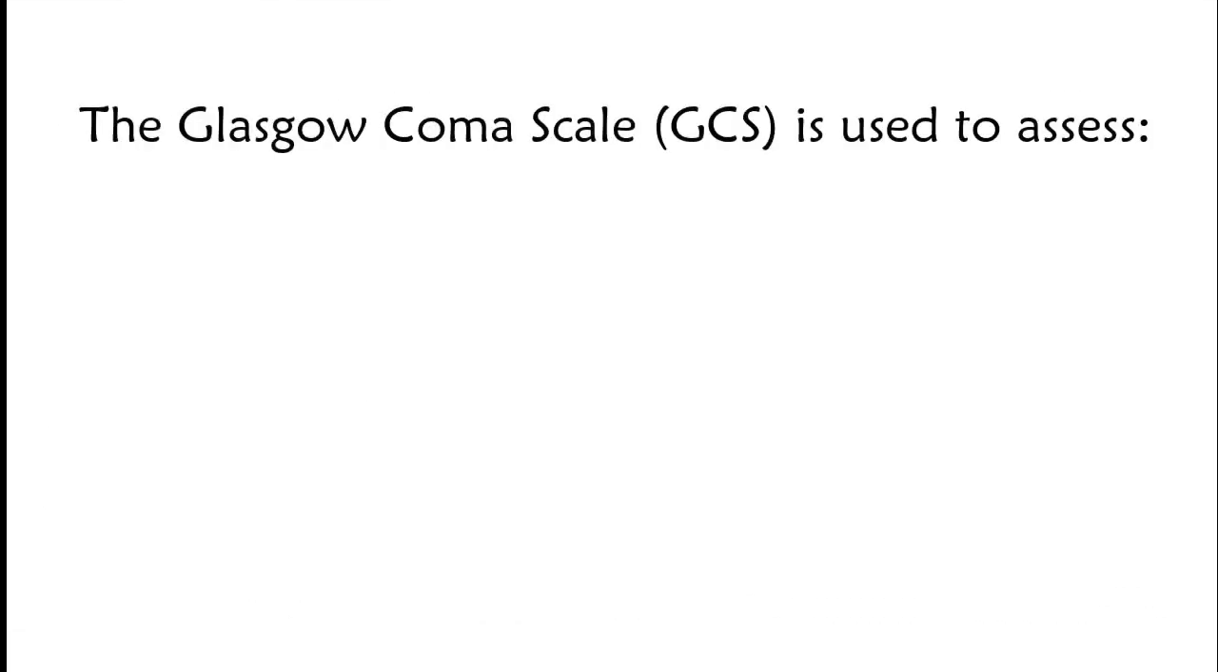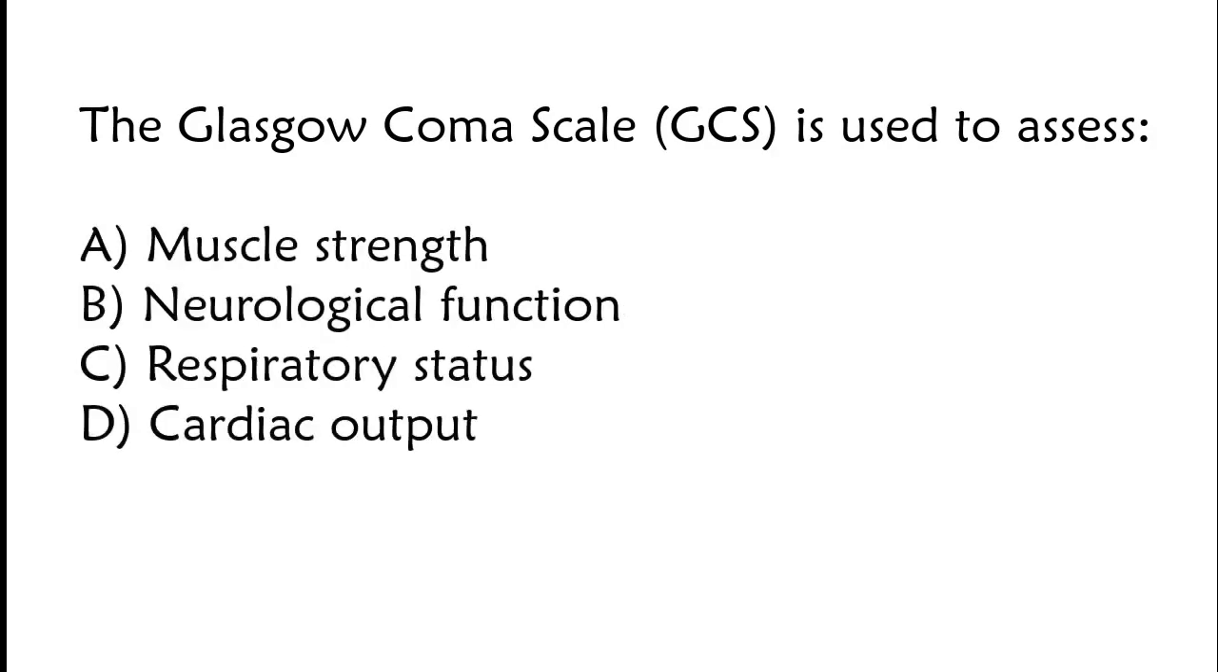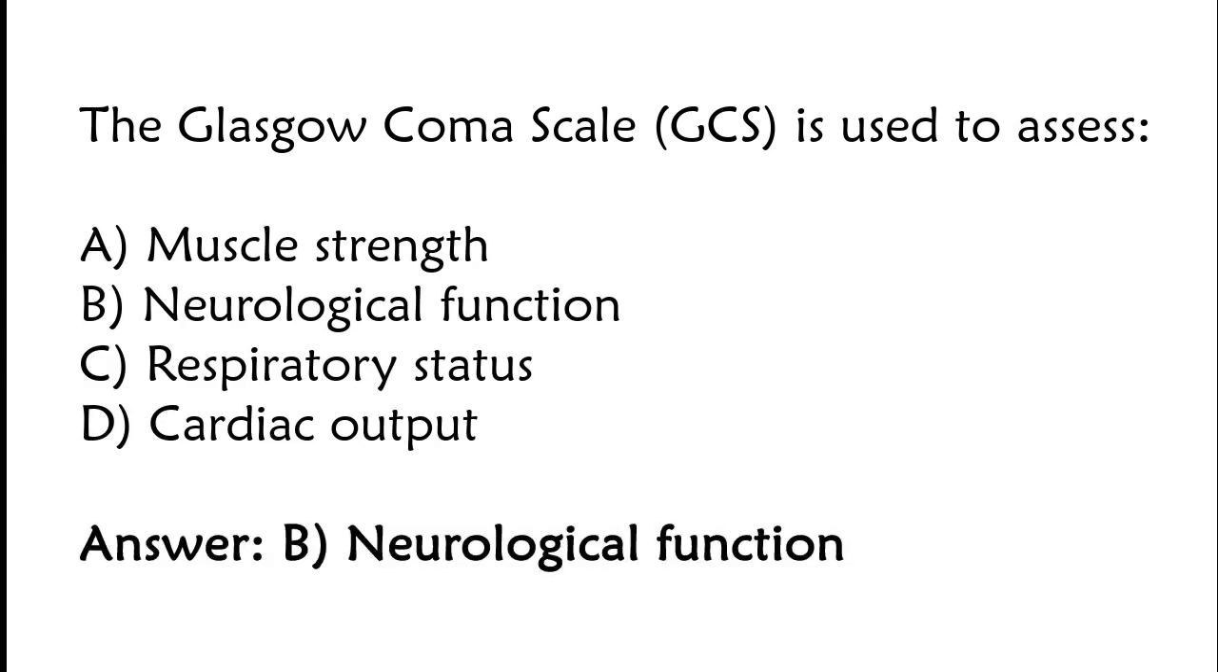The Glasgow Coma Scale is used to assess muscular strength, neurological function, respiratory status, cardiac output. The correct answer is option number B, neurological function.